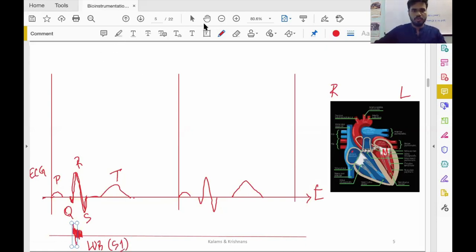Let's add a few more temporal references to our diagram.